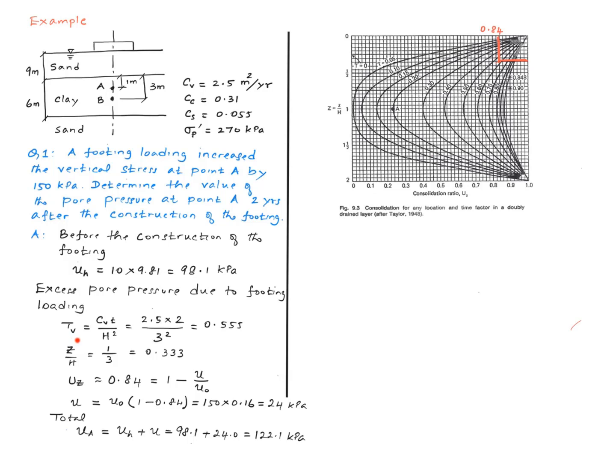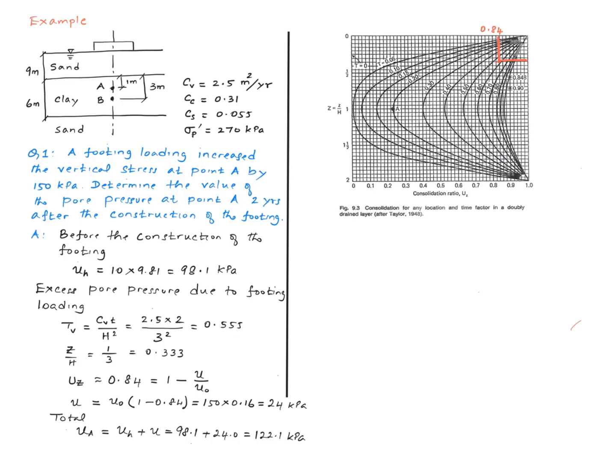First we calculate the time factor, which is given by this equation right here. C sub v is given as 2.5 meters squared per year, and then time, little t, is 2 years. H is half the thickness of the layer, because this layer is a doubly drained layer. So half the thickness is 3 meters, so 3 squared. So the time factor is calculated to be 0.555.